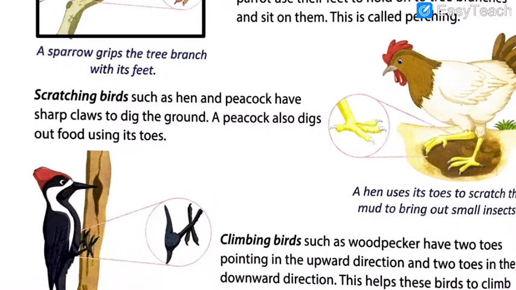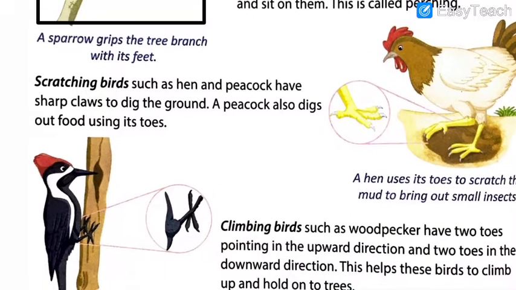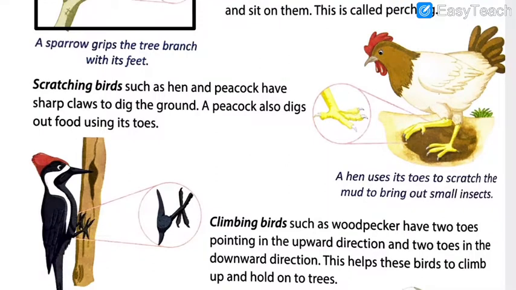Now, moving on to scratching birds. What are scratching birds? Scratching birds such as hen and peacock have very sharp claws to dig the ground. A peacock also digs out food using its toes. Now, have you all seen a peacock? I bet that you have seen the peacock 100 times. Peacock is our national bird. So you might have seen a peacock.